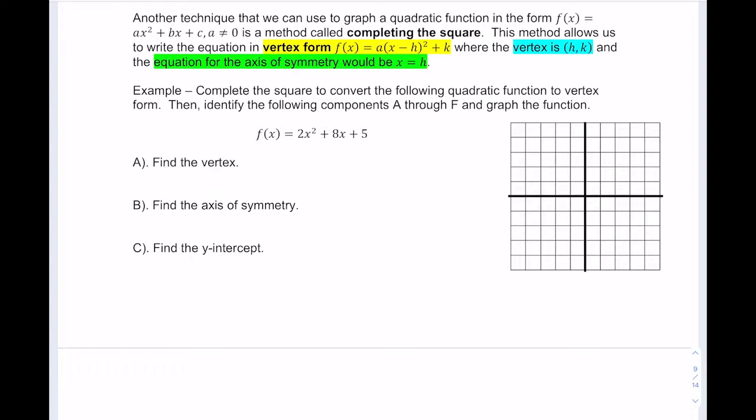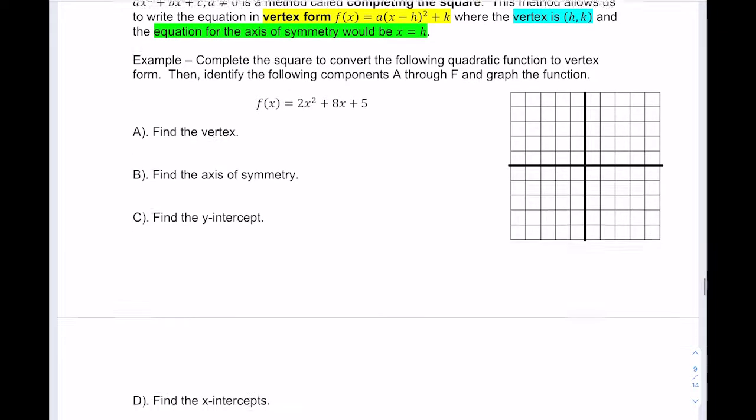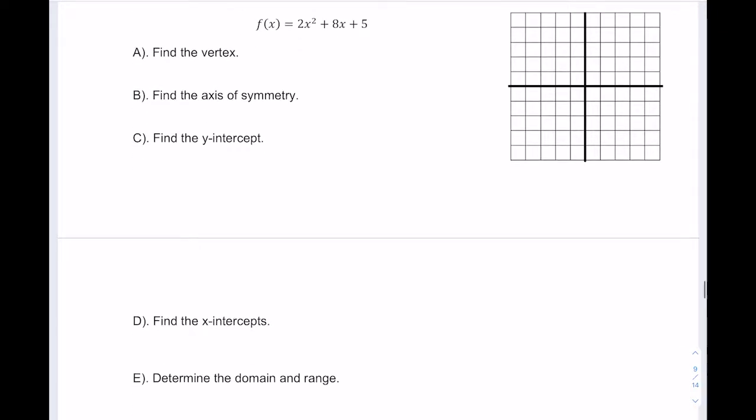In this lesson, we're going to look at how to take a quadratic function in standard form and find the vertex by completing the square to put it in vertex form, where my vertex would be h comma k, and the axis of symmetry, remember, is just the x value of the vertex, which is h. So it's just going to be x equals h. We'll take the equation that we solved in the previous video that's in standard form, and we're going to put it in vertex form. So I'm going to do some work down here.